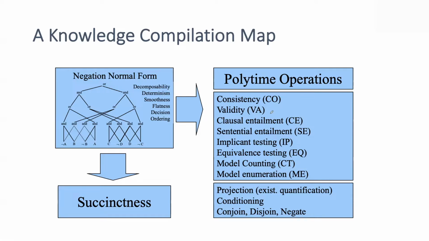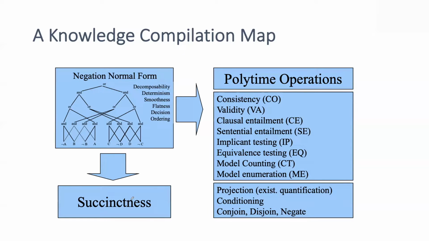You're familiar with many of these: consistency, validity, and so on. Some of them we'll have to explain. And there's another set here that we call transformations. So these circuit types are studied from the point of view of what operations become polytime on a particular circuit type. And that is the tractability part. How tractable are these circuits? You'll see that some of them allow this to be done and that, but not this, and so on.